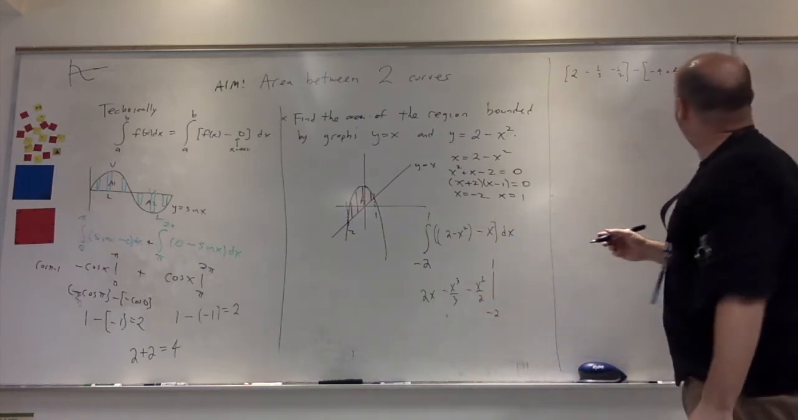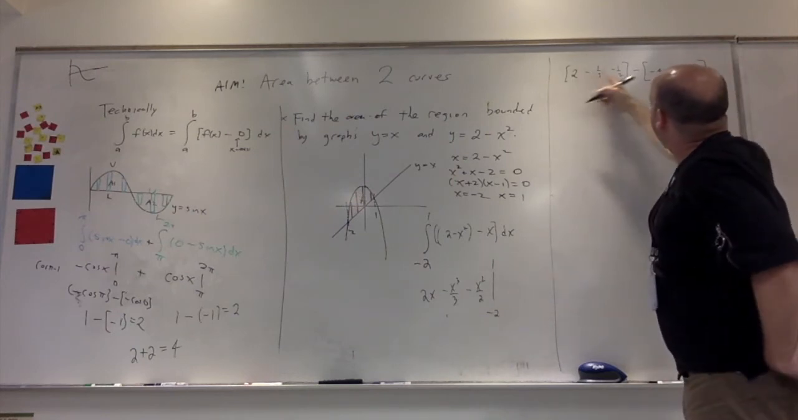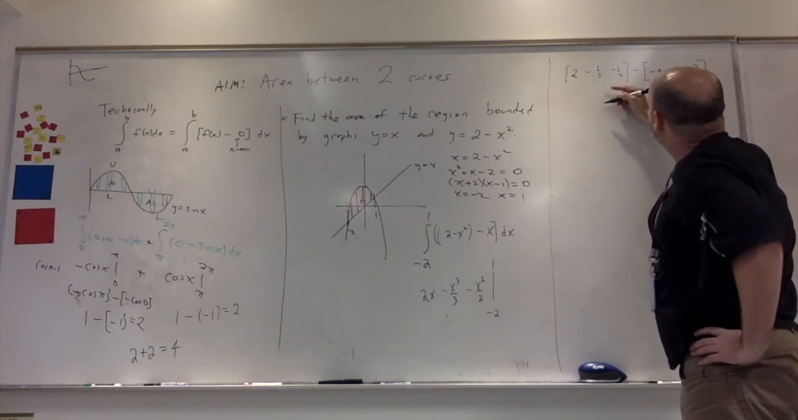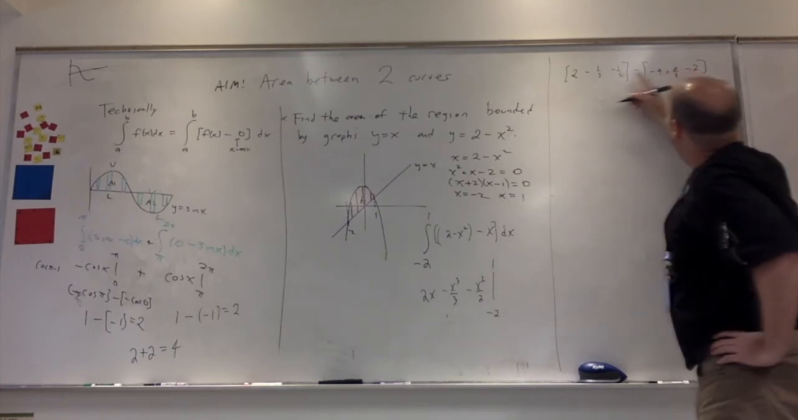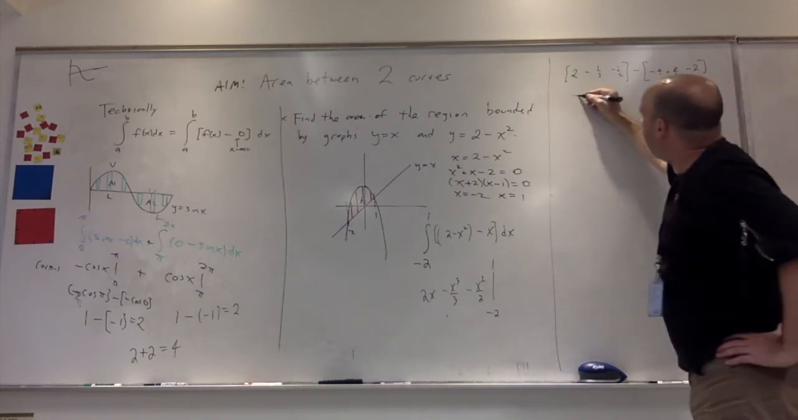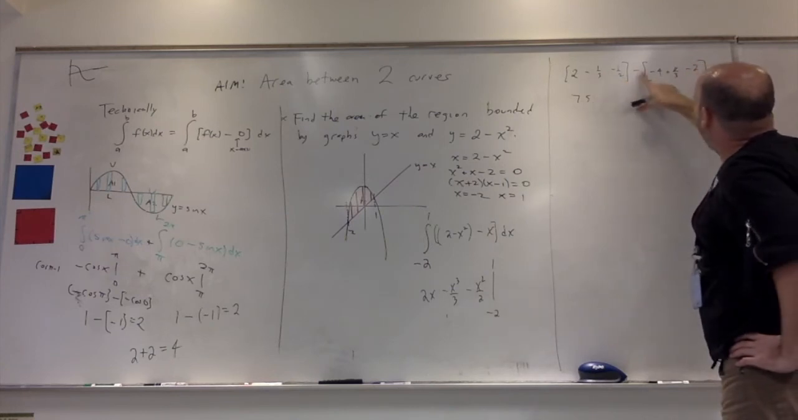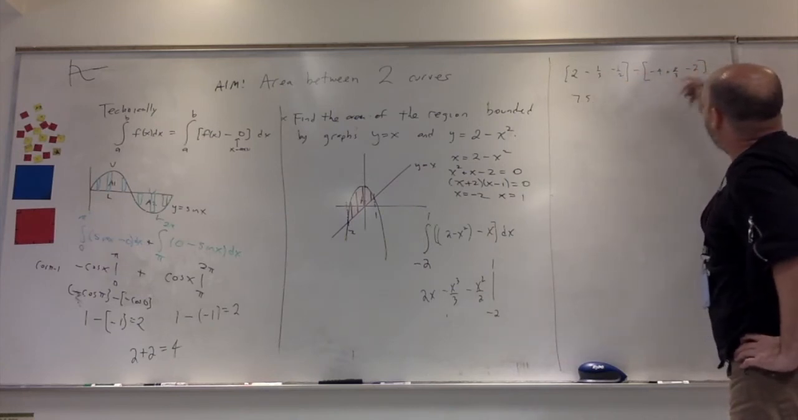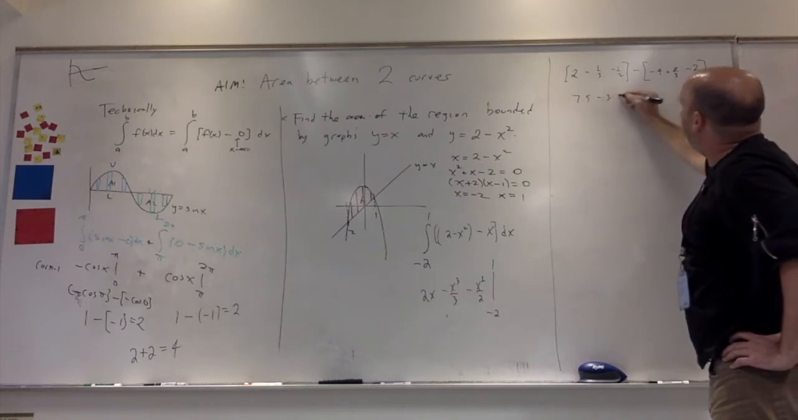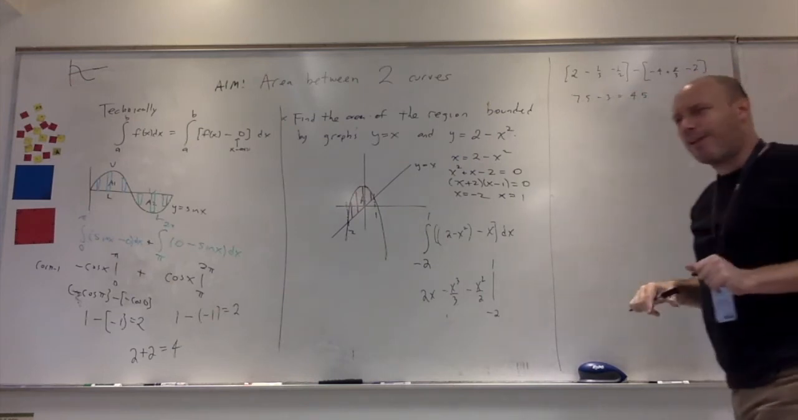Hopefully the math works out. It does, because we have the 9/3. So 2 minus 1/2 is 1.5, then 5.5, then 7.5, and this is 1/3 minus, so it's minus 9/3 or minus 3. Final answer, 4.5. Check that for me, see if I got that right.